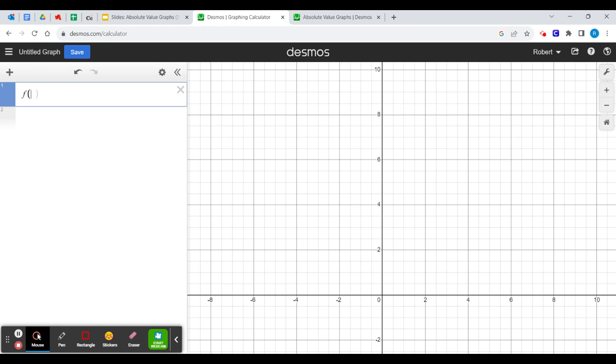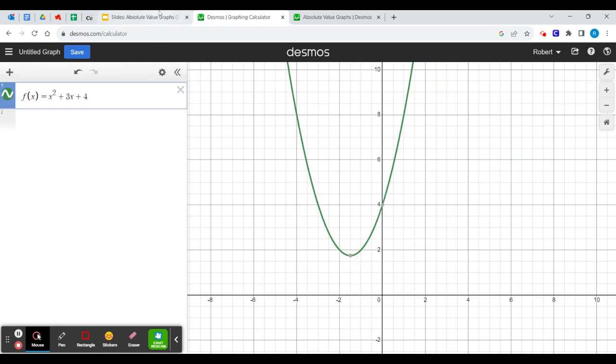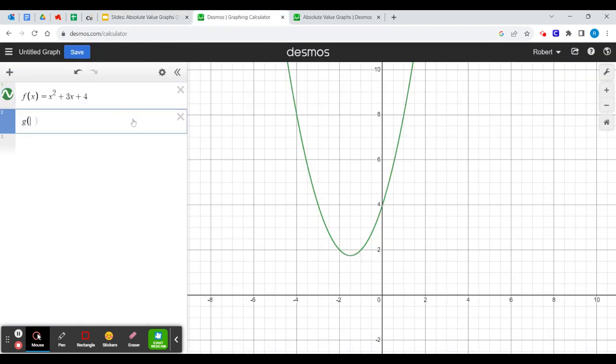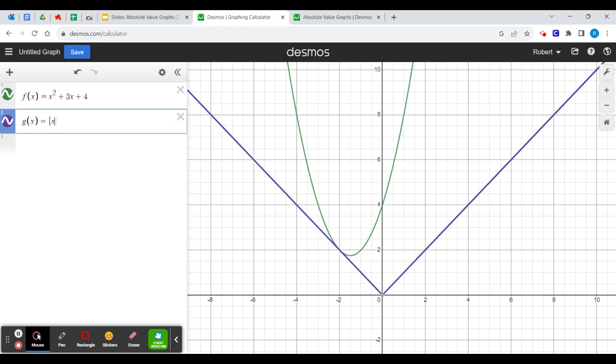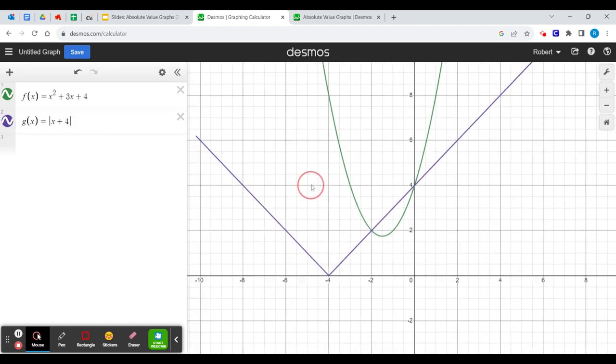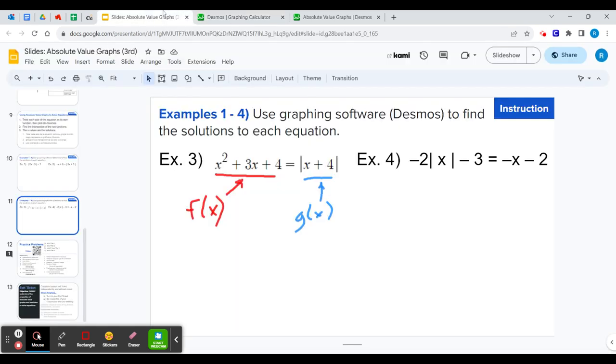I believe that our f of x is x squared plus 3x plus 4. Let me double check, make sure I did that correctly. Awesome. And my g of x is equal to the absolute value of x plus 4. If we look here on our graph, we indeed have two intersections. We have two solutions. It looks like they happen at negative 2 and 0. So my solutions there are x equals negative 2 and x equals 0.